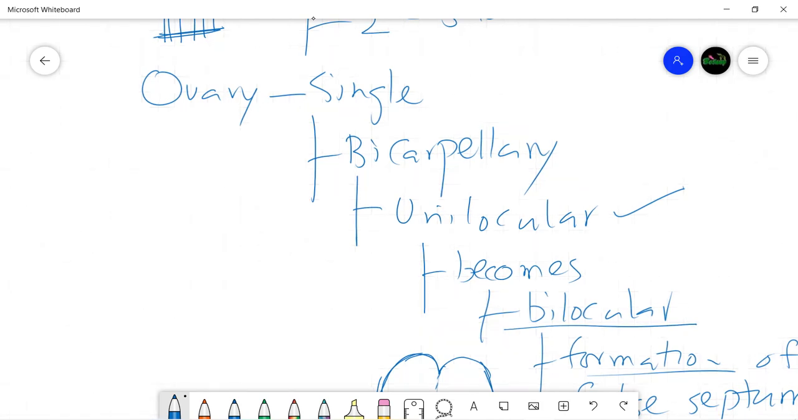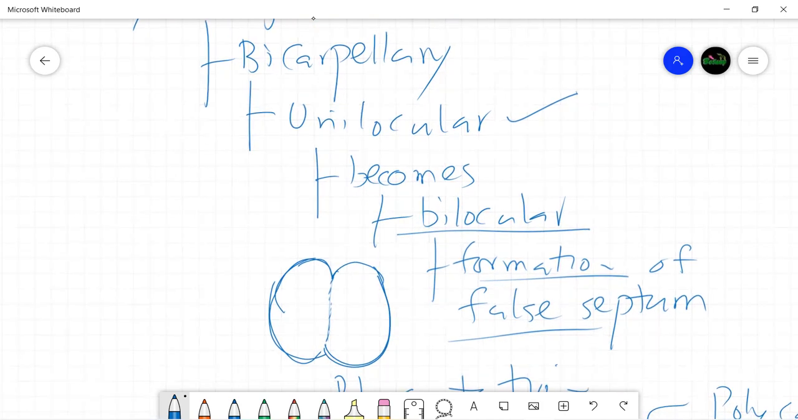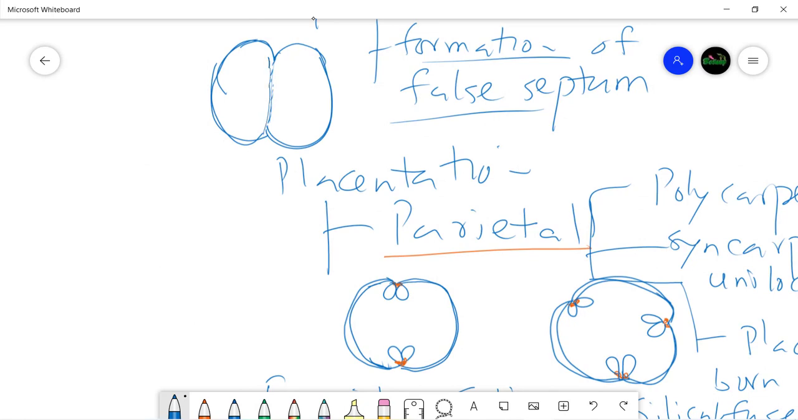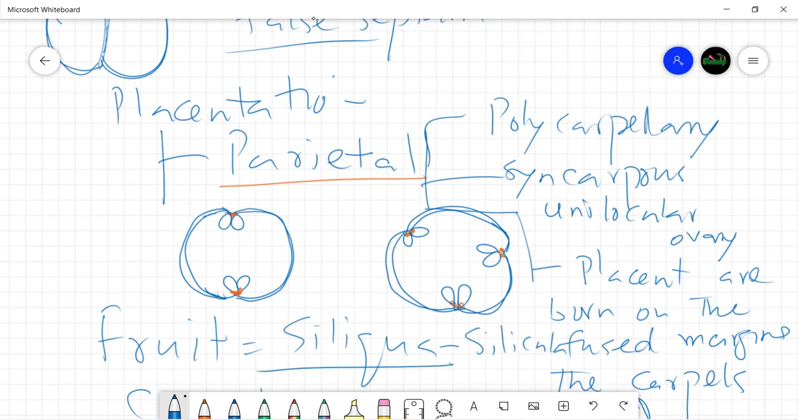Ovary is single, but it is bicarpellary, syncarpous, and the number of carpels is 2. So it's bicarpellary, but the chamber of the ovary is single, and it becomes bilocular due to the formation of a false septum like this. So there is a septum formed in between the two carpels and it becomes bilocular.